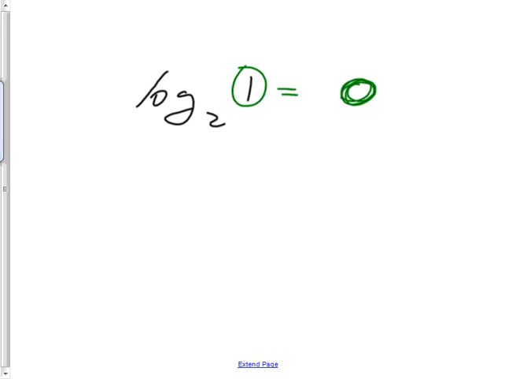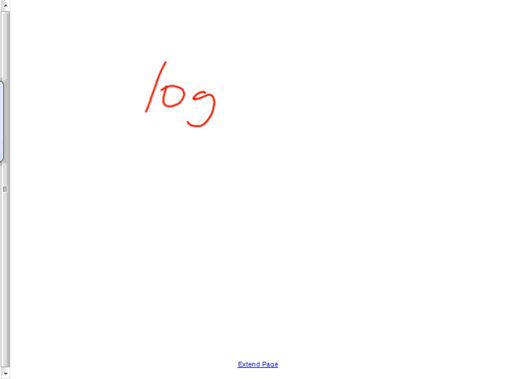Okay, anyway, so if you see a 1 in the argument, boom, you got an answer and it's 0. What if there's a 1 in the base? Boom, you have an answer, and the answer is there is no answer. You can't do that. That's illegal. Just like having negatives here or here, you can't have a 1 in the base. Illegal. No solution.